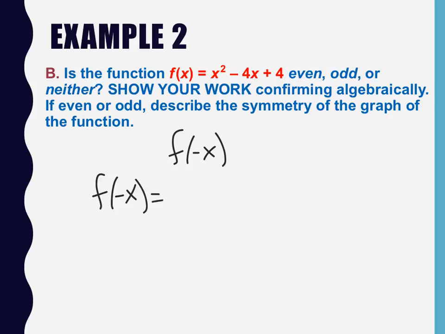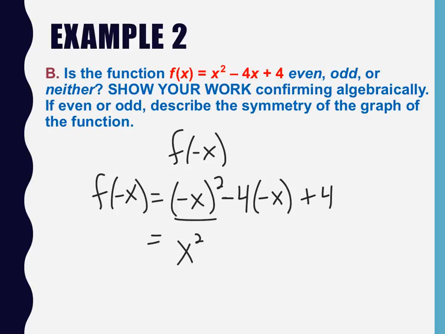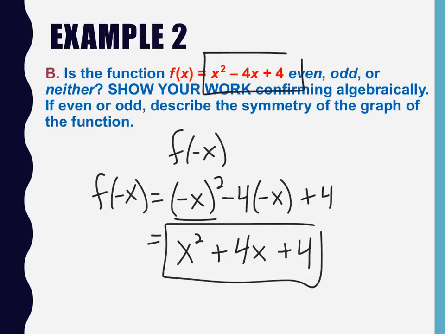f of negative x would then be, if we replace x with negative x, negative x squared minus 4 times negative x plus 4. Simplify as much as possible. If we simplify negative x squared, it still becomes positive x squared, because negative x times negative x would be positive x squared. But negative 4 times negative x becomes positive 4x, and we still have the plus 4 on the outside. Compare this equation with the original.